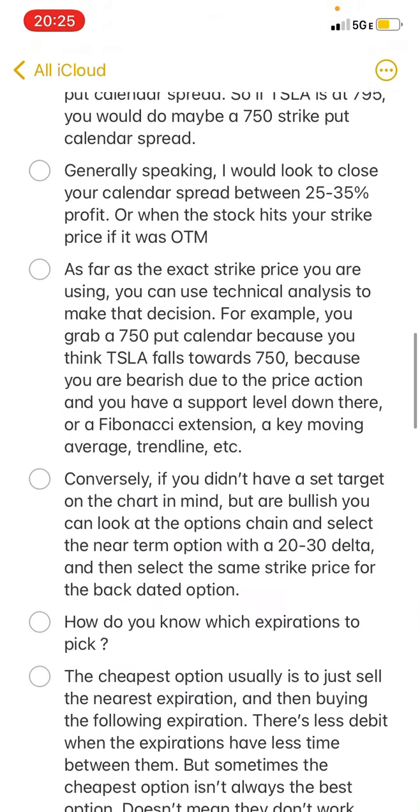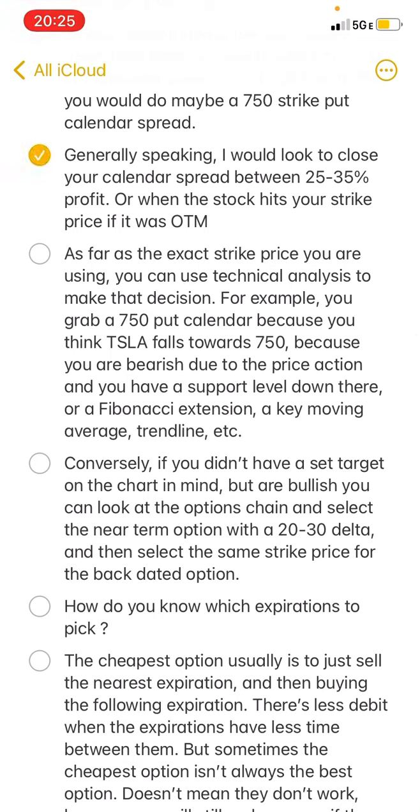All right. Generally speaking, I would look to close your calendar spread between 25 to 35% profit, okay? Or when the stock hits your strike price if it was out of the money, right? So in the 750 strike put calendar spread scenario, you would close it out for sure if it dropped down to 750, right? And most likely you're going to hit 30% before then anyways.